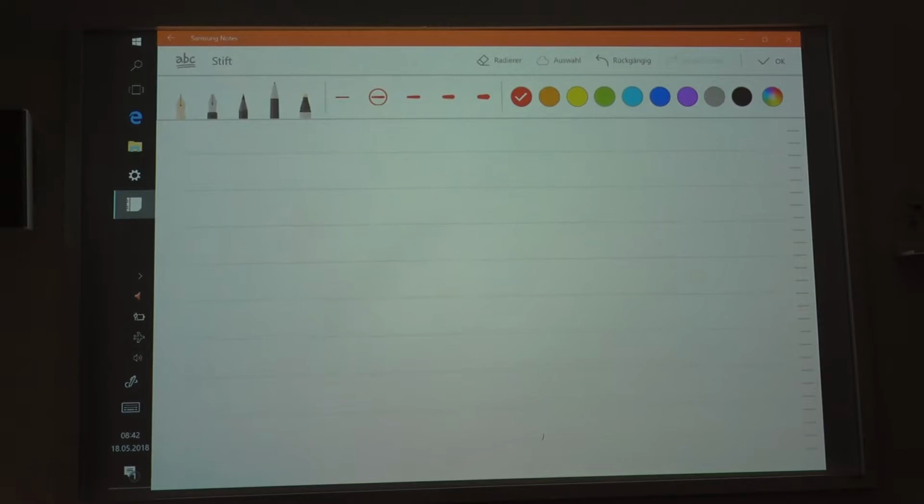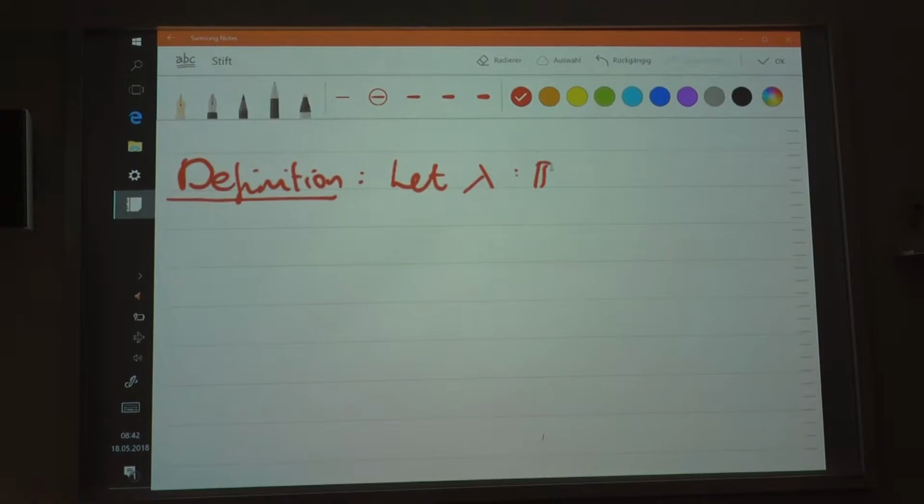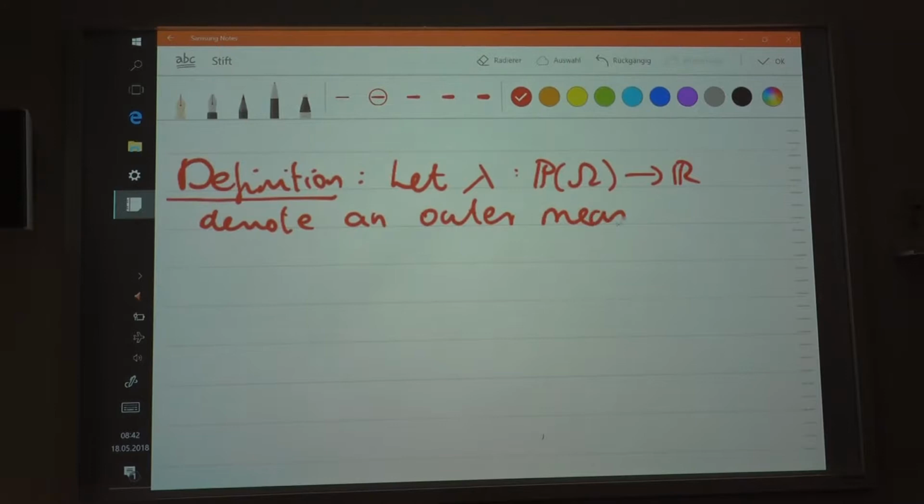Basically, this is going to be a new definition. We have a new function, and the new function will be called the Carathéodory measure. So we have another measure, so let lambda be an outer measure. In German, outer measure, you say äußeres Maß, just for you to know.